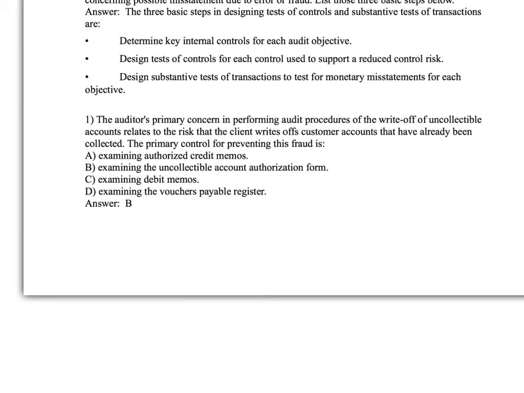Lastly, number 1, the auditor's primary concern in performing audit procedures of the write-off of uncollectible accounts relates to the risk that the client write-offs customer accounts that have already been collected. The primary concern is preventing the fraud of examining the uncollectible account authorization form. So what could happen here? Somebody has access to write off the uncollectible accounts, but they've actually already received the cash. They can pocket the cash and just say it's a write-off.